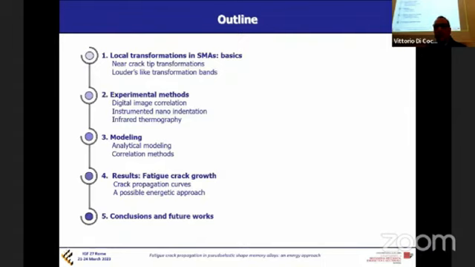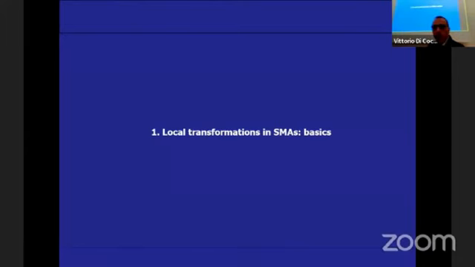Now let me start with the core of my presentation. I will try to give a very quick overview of the research activities we did in the last years, with a focus on the experimental methods and models we have developed, and finally the results on fatigue growth, with the preliminary results on the novel energetic approach we are developing.